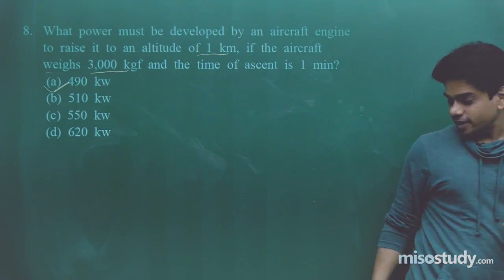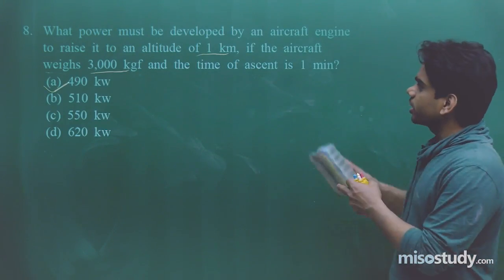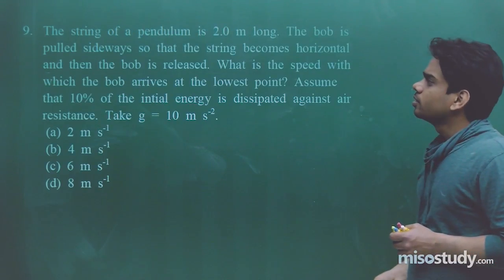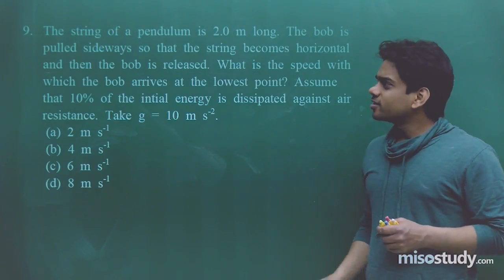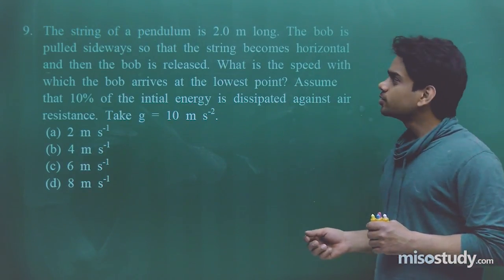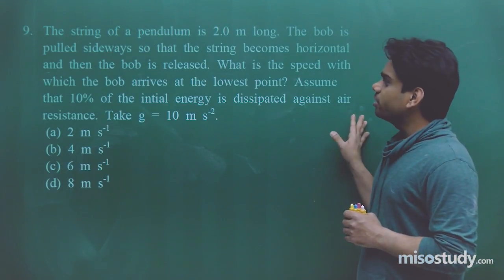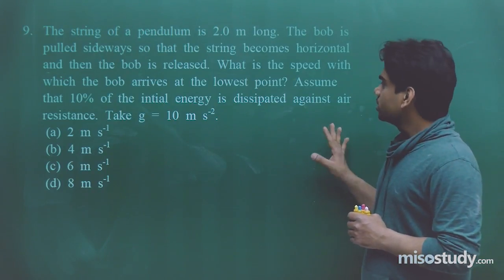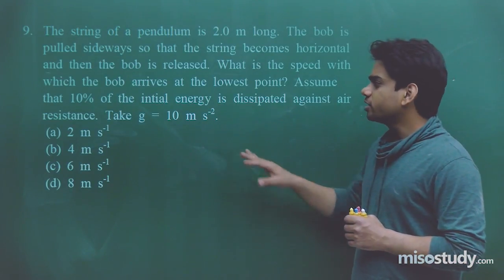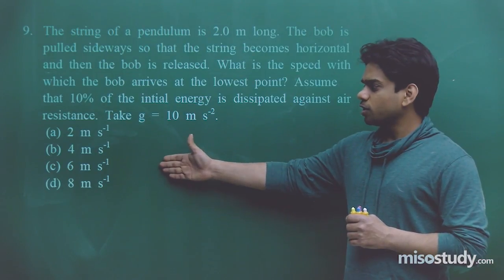Let's go ahead with the next problem of the day, the 9th one. Before that, just let me rub this options correction. Question number 9. The string of a pendulum is 2 meters long. The bob is pulled sideways so that the string becomes horizontal, and then the bob is released. What is the speed with which the bob arrives at the lowest point? Assume that 10% of the initial energy is dissipated against air resistance. Take g equals 10 meter per square second. A 2 meter per second, B 4 meter per second, C 6 meter per second, and D 8 meter per second.